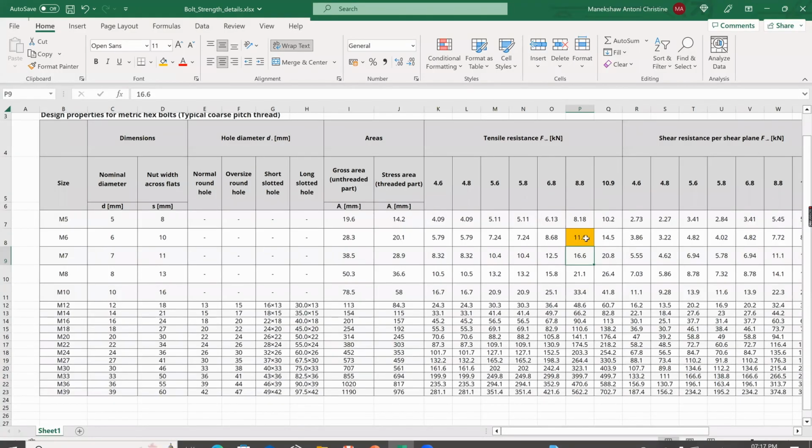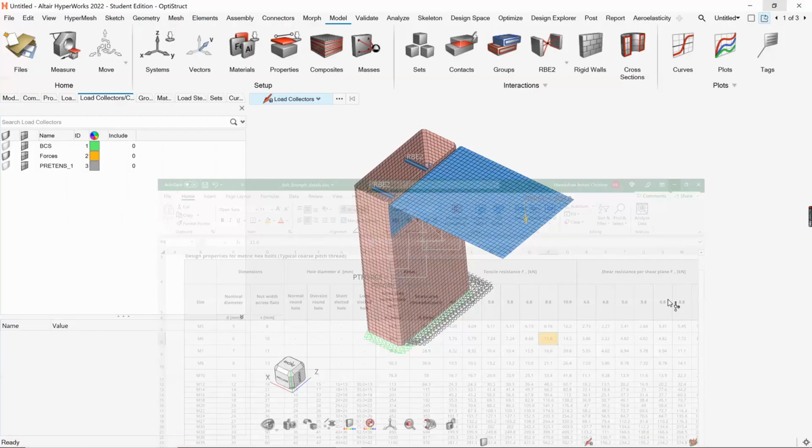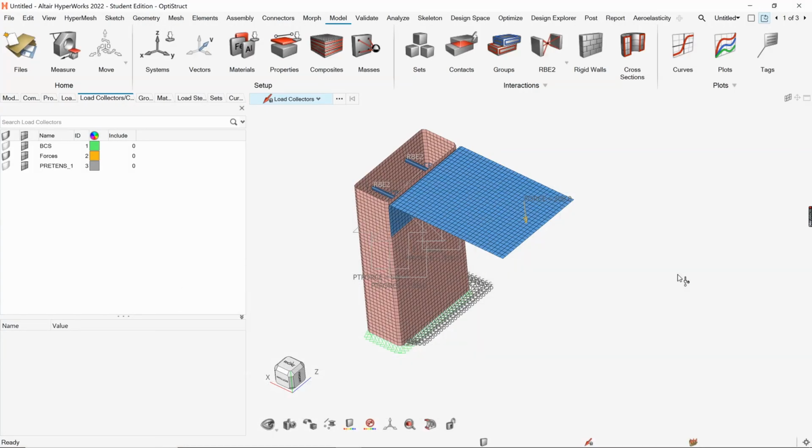The maximum clamping force of an M6 bolt of class 8.8 is about 11.6 kilonewtons. Even though we have this 11.6 kilonewtons, generally we will not be in a position to tighten up to that point. So we have taken a clamping force of up to 500 newtons, and that has been applied on each of the bolts. That is going to be the pretension in the second configuration. Apart from that, the constraints and the forces are the same in both configurations.